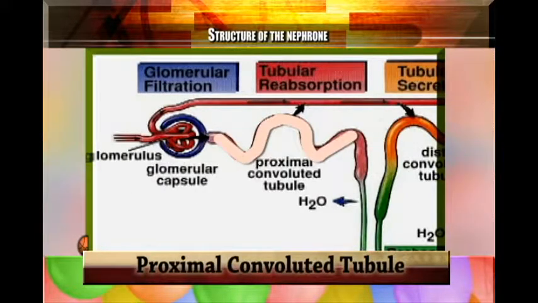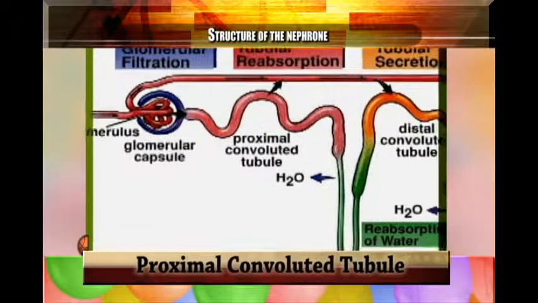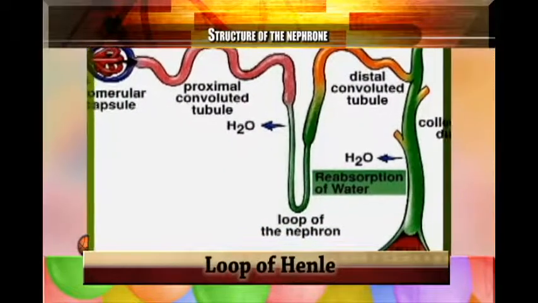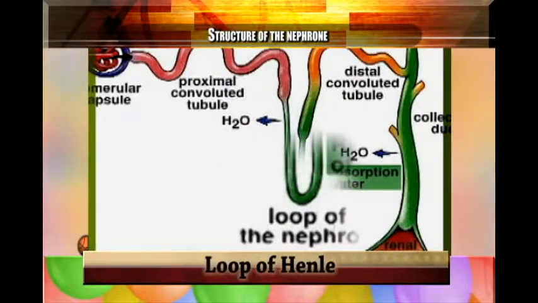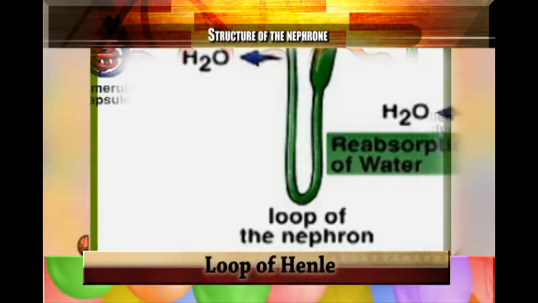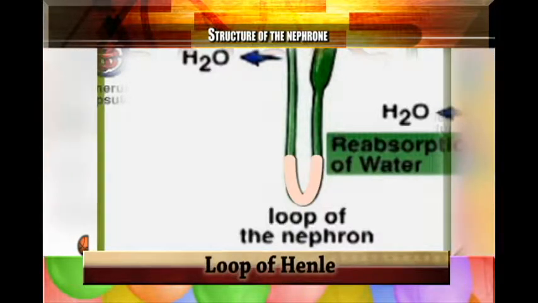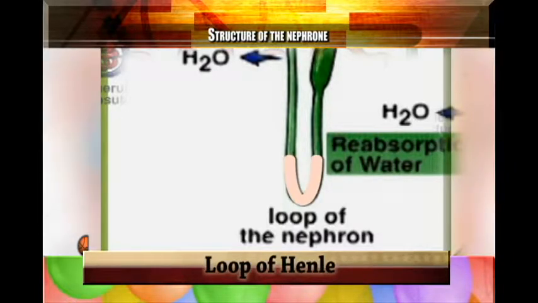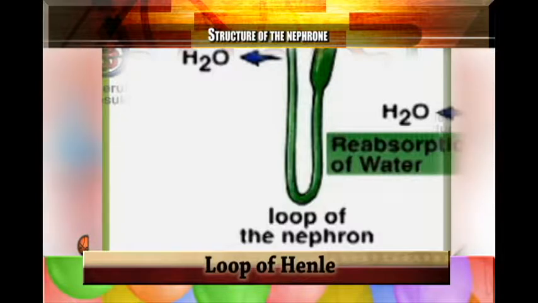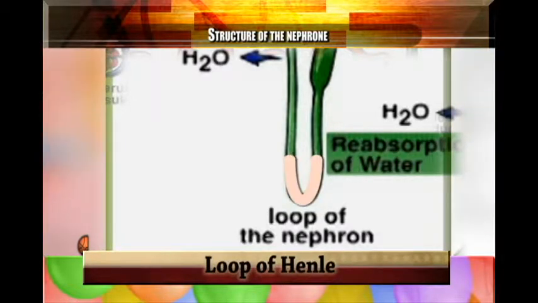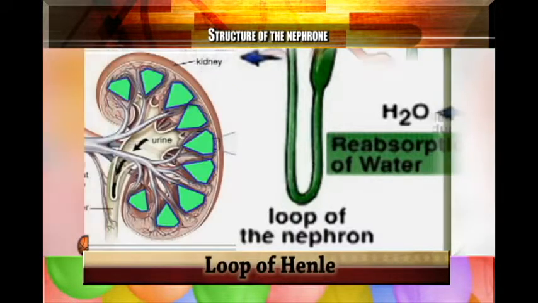Now, from the proximal convoluted tubule, we go to the U-shaped bend tubule, which we call the loop of Henle. This U-tube is what we are calling the loop of Henle, and it is found in the medulla.